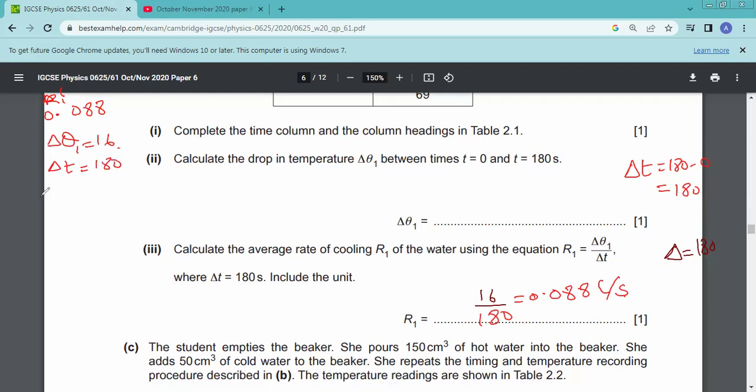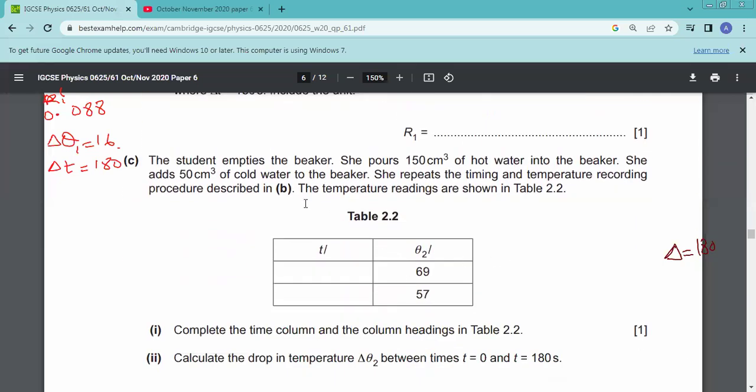Okay. Now, moving on to the next part, where she did something else in the experiment. The student empties the beaker. Now she pours another 150 cm³ of hot water into the beaker. Previously, it was 200 cm³. Now she pours 150 cm³ of hot water and adds 50 cm³ of cold water. So basically, there are two things: hot water and cold water, and she mixes them. She repeats the timing and temperature recording.